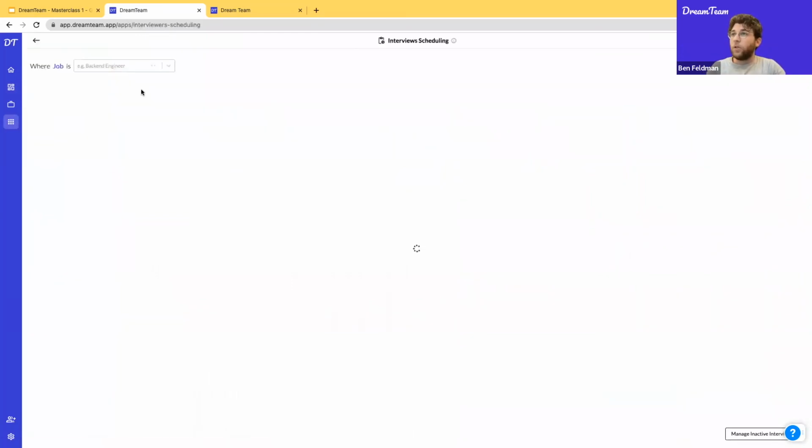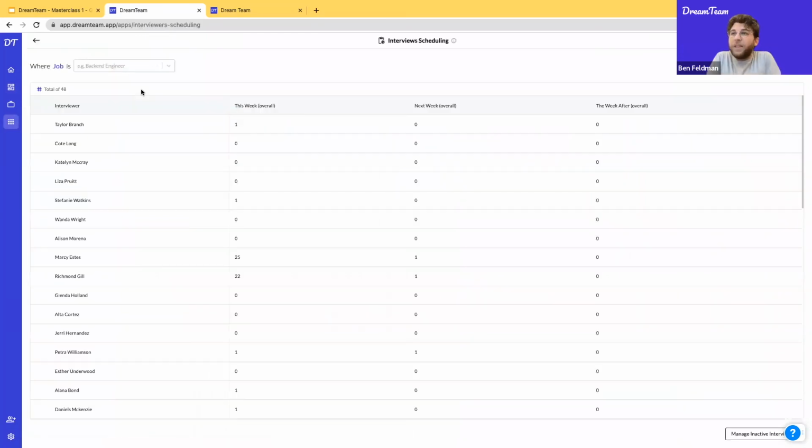So we have interview scheduling. What this does is it shows you all of the different interviewers that you have. It shows you the number of interviews that each one of them is conducting this week, next week, and the week after. And what it allows you to do is make sure that there isn't one interviewer that is being overwhelmed and someone else that is being completely underutilized, right?